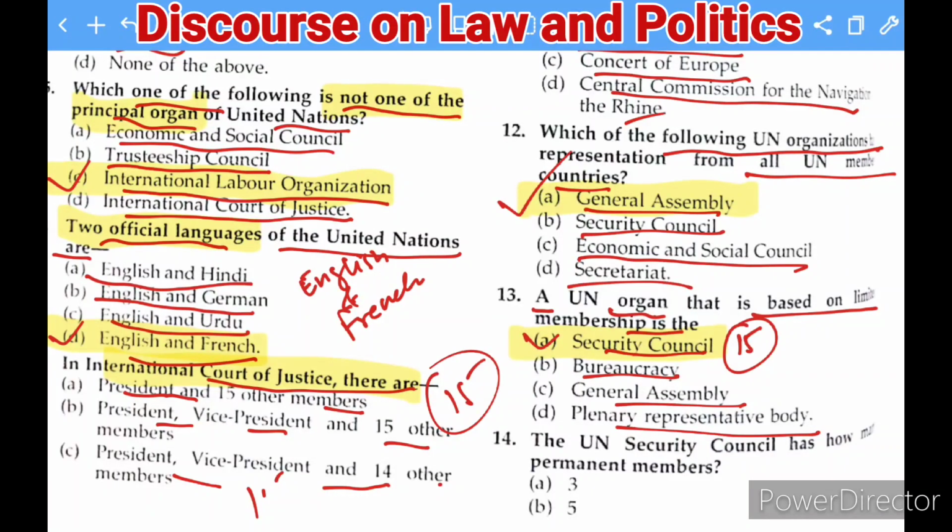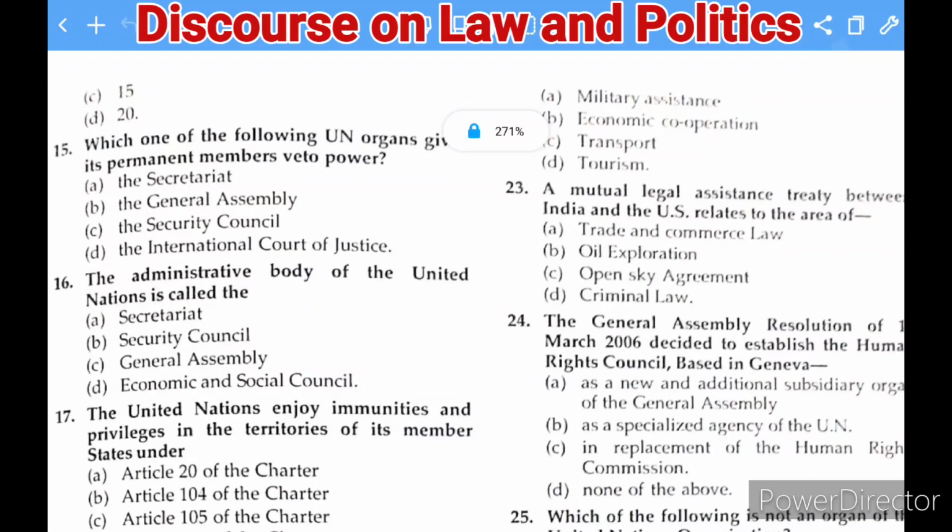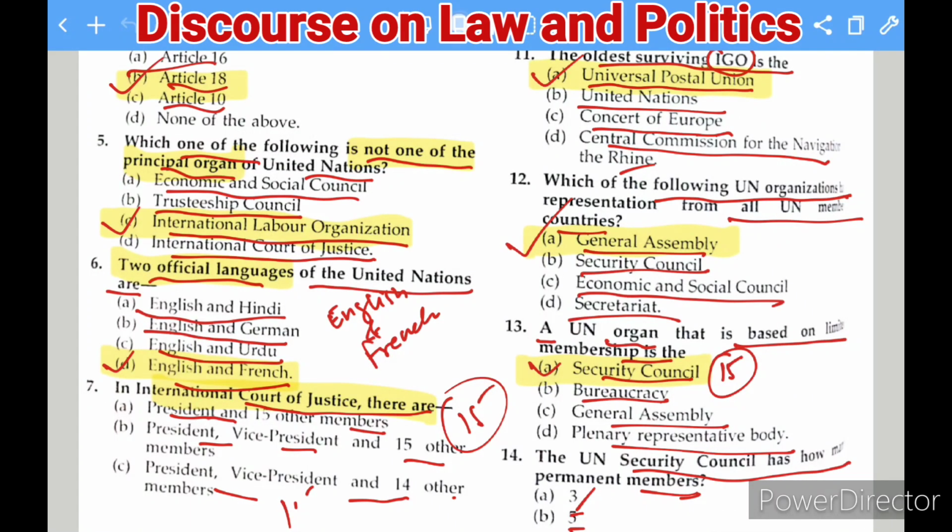Let's go to the next question. The next question is, the UN Security Council has how many permanent members? The options given here are 3, 5, 15, 20. Which is the right answer? The right answer of this question is 5. Only 5 members of the United Nations are the permanent members in the Security Council.